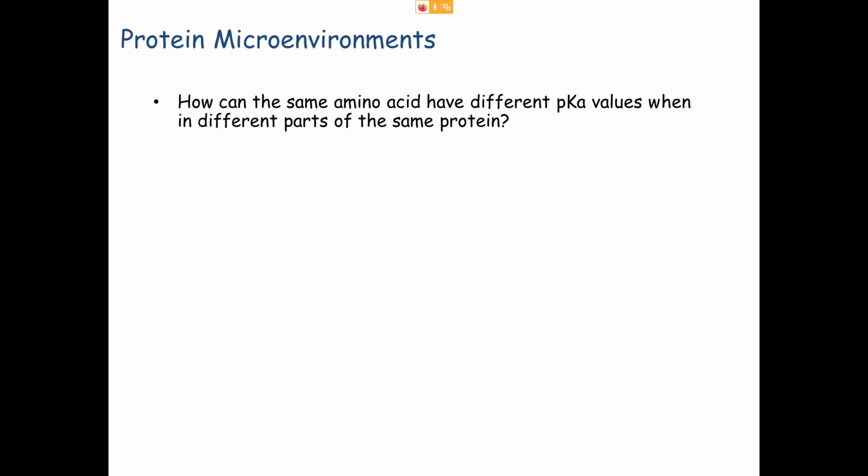Right, so here's a question for you. How can you have the same amino acid, let's say histidine, for instance, which you know its pKa should be around 6.0. So how can you have histidine have two different pKa values when that same amino acid occurs in different parts of the same protein? So maybe histidine in one area of the protein and another histidine in another area of the protein aren't necessarily the same pKa. How is that possible?